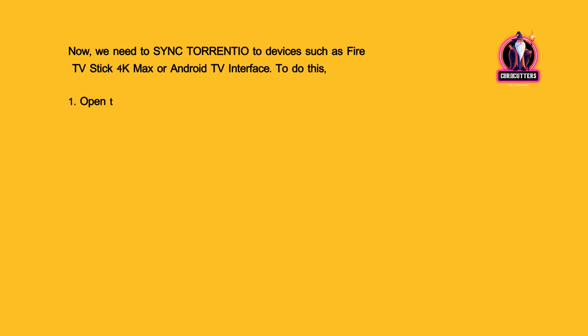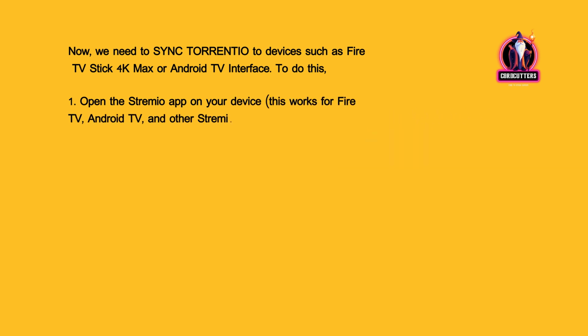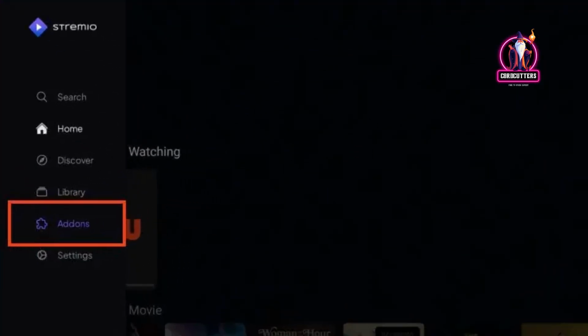To do this, open the Stremio app on your device. This works for Fire TV, Android TV, and other Stremio-supported devices. Navigate to the Add-ons tab from the left-hand menu.